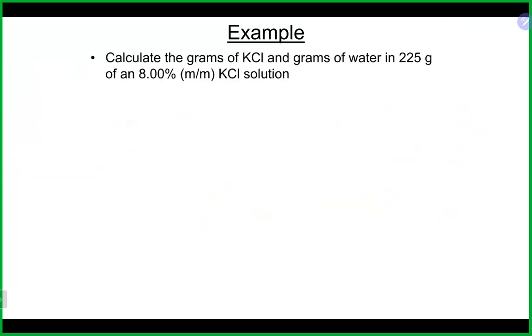All right, one last little percentage concentration here. Calculate the grams of KCl and how much water there is in 225 grams of an 8% KCl solution. So you've got 225 grams of solution. It's an 8% mass to mass potassium chloride. How many grams of that is potassium chloride and how many grams is water in this case? Obviously here, potassium chloride is the solute, water is the solvent. So here we're doing percent mass to mass.